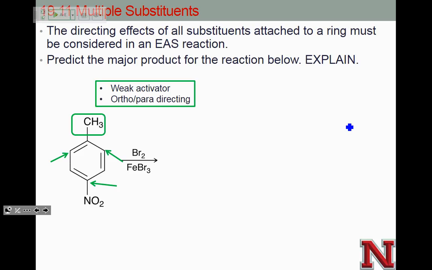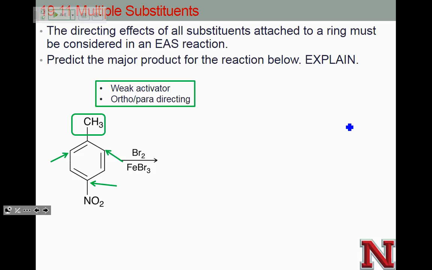Now notice the para position is typically going to be major based on sterics, but the para position is already taken up. And remember, we cannot have the electrophilic aromatic substitution occur if we don't have a hydrogen, because we need that hydrogen for that last step to reform the double bond. So we don't have a hydrogen in this position, so this position is blocked. It can't direct there. So in the case of our CH3, it's just directing in the ortho positions.